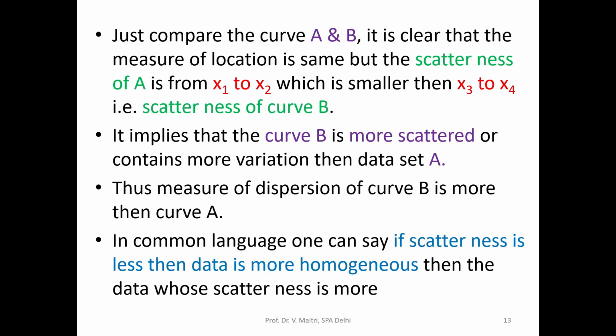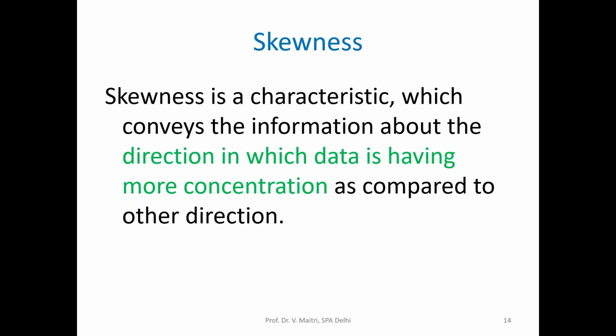So in common language we can say if scatterness is less, then data is more homogeneous. If scatterness is more, then data is less homogeneous, or maybe heterogeneous. Next comes skewness. It is a characteristic which conveys information about the direction in which the data has more concentration.